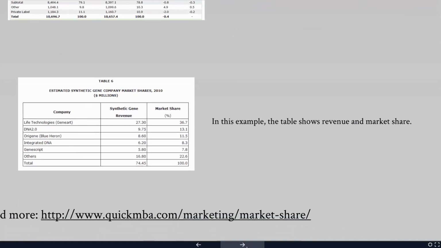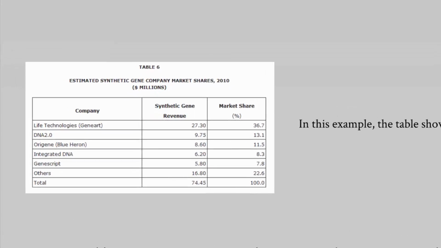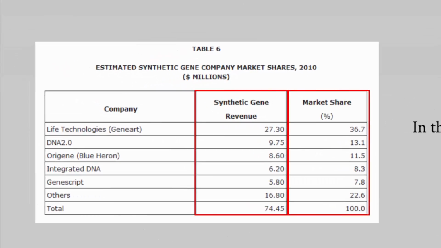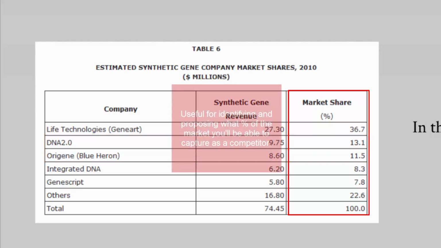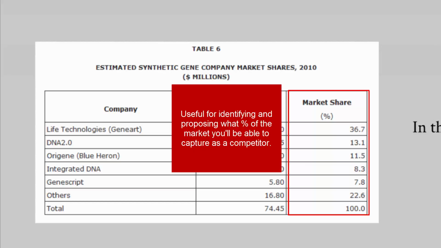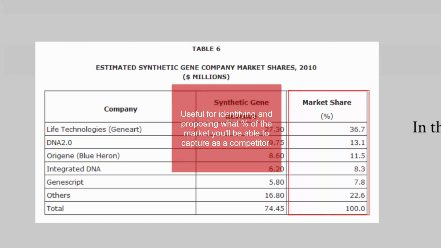Moving on and looking at this, here's the estimated synthetic gene company market share. And we'll zoom in and take a look at both revenue and the percent of the market. Here you've got one company dominating this market, with Life Technologies at 36% of the market. That's how much they control. The others, DNA, Origin, much smaller percentages. This is then where you as a potential competitor would start to try and identify and propose to potential investors, to your employees, to your managing directors, how much of the market you would be able to capture if you moved into the synthetic gene market.